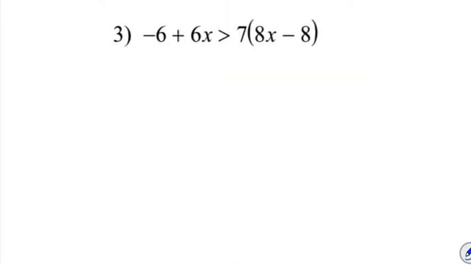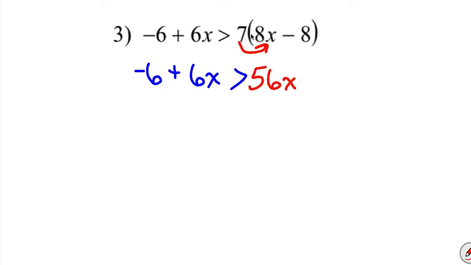Number 3, again, same first step. So rewrite the -6 plus 6x is greater than, now we're going to multiply this 7 through. So 7 times 8x is 56x, and 7 times -8 is -56.